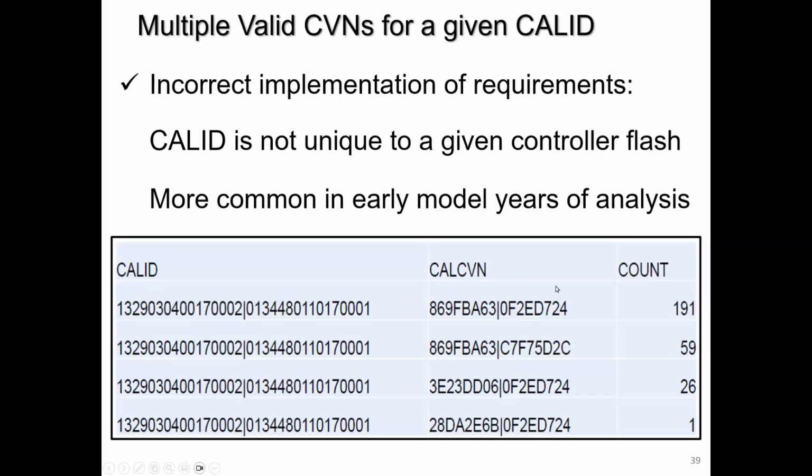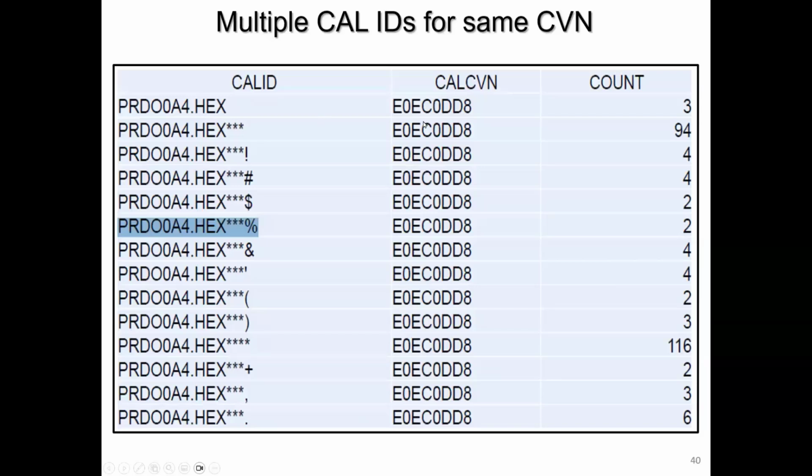Same computer, but notice in this case, this one had this many different CVNs: 191 for this one, 59 for this one, 26 for this one, and 1. So somewhere Ford, however they did their algorithm on these vehicles, was not consistent. This is not the norm. I would say that in probably 98% of the cases, you can bank on the Cal ID and the CVN being the same throughout the whole group. But it does happen.